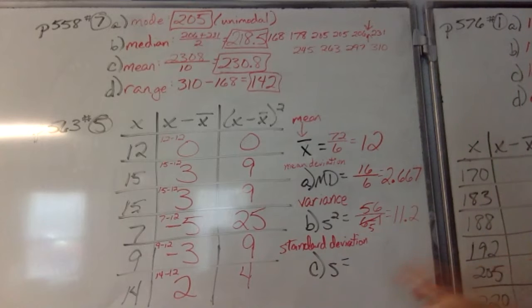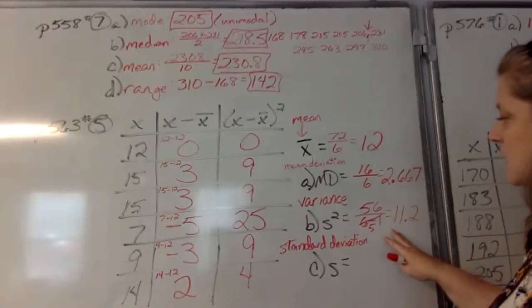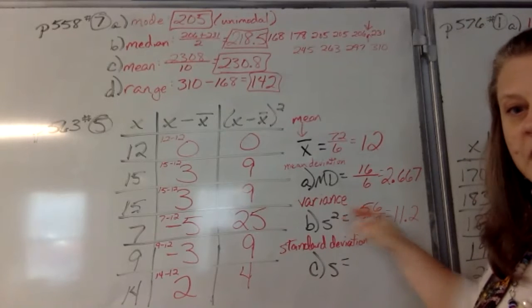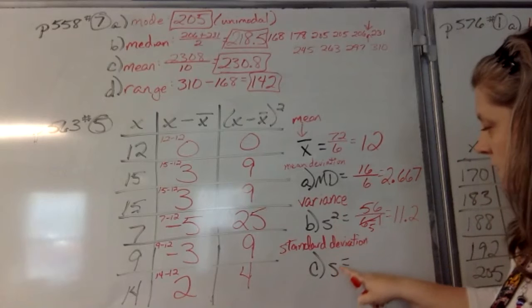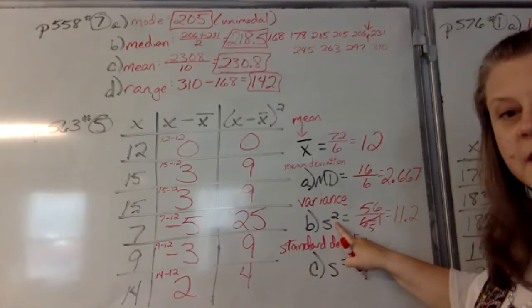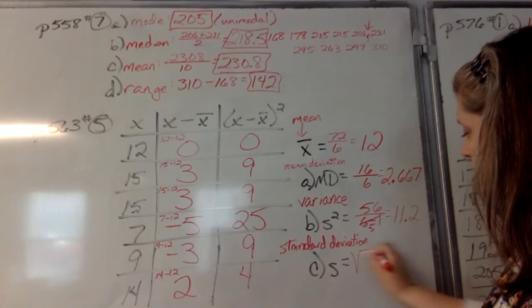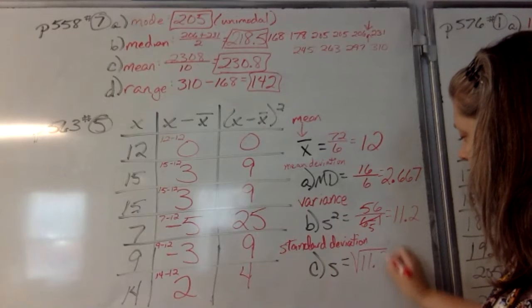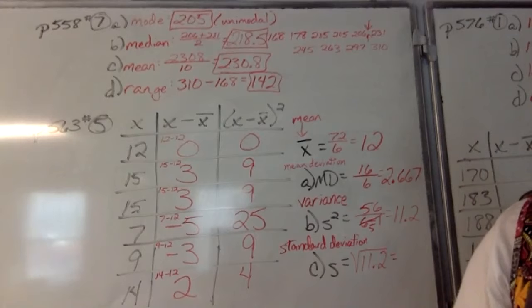So it's probably the easiest because after you have this, you just do something to the variance. What do you do to the variance? Square root. So I take the square root of the variance itself. I'm going to take the square root of 11.2.